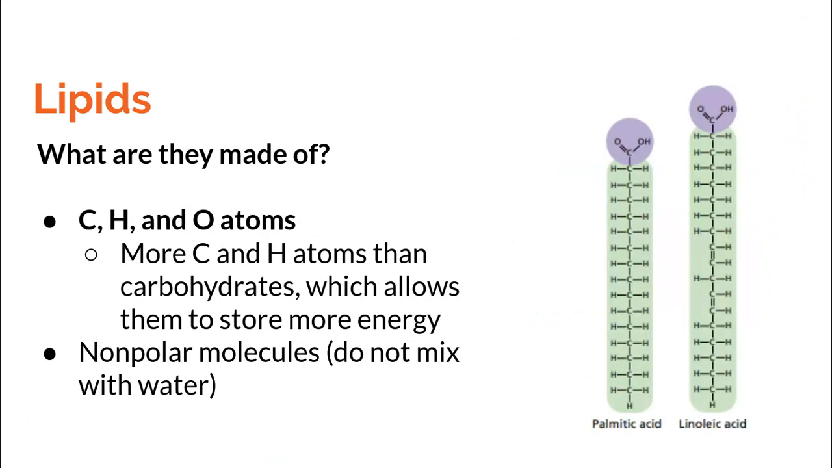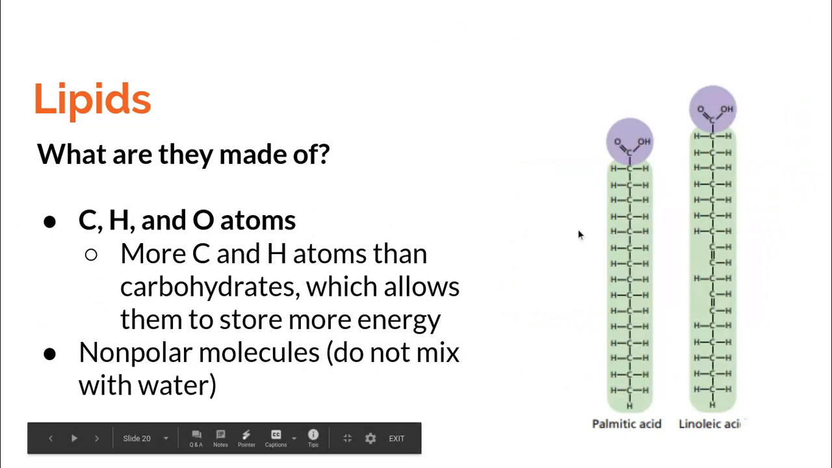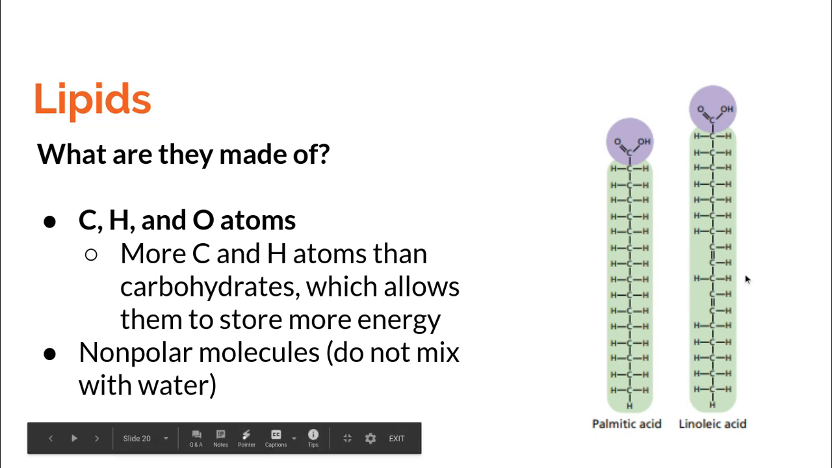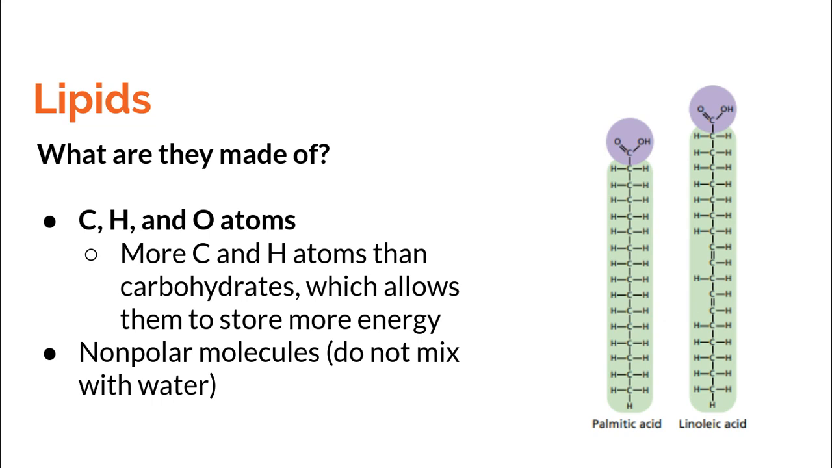So what are they made of? Lipids are made of carbon, hydrogen, and oxygen atoms. But if you take a look at these two examples of lipids, these are two fatty acids, compared to the amount of oxygen they have, just two atoms, they're mostly carbon and hydrogen, these long chains. So the fact that they have more carbon and hydrogen atoms actually allows them to store more energy in those bonds. And these molecules are non-polar.